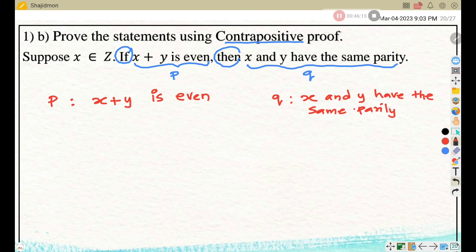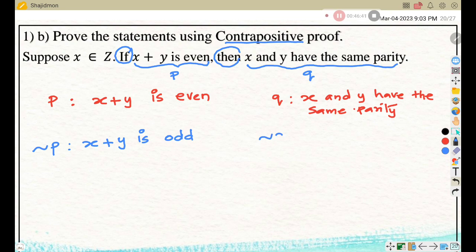X and y have the same parity, correct? Hope you understood. Now, before starting the question, we need to write what is negation P and what is negation Q. What is negation P here? X plus y is even. So, what is the negation of that one? X plus y is not even. That means x plus y is odd, correct?